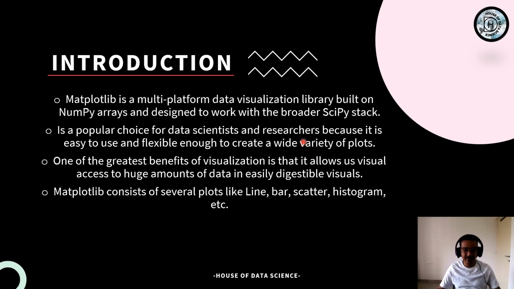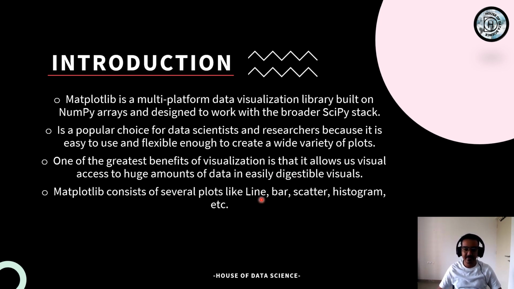And as I said, this is one of the basic libraries which is used for data visualization. So this becomes the first choice for all the data scientists and data analysts. It allows you to access a huge amount of data and gives a clear, digestible visualization. So basically ये बहुत बड़े डेटा के ऊपर भी बनाया जा सकता है, और जो प्लॉट्स बनते हैं वो बहुत easily visualizable होते हैं. तो that is the reason it becomes very useful.